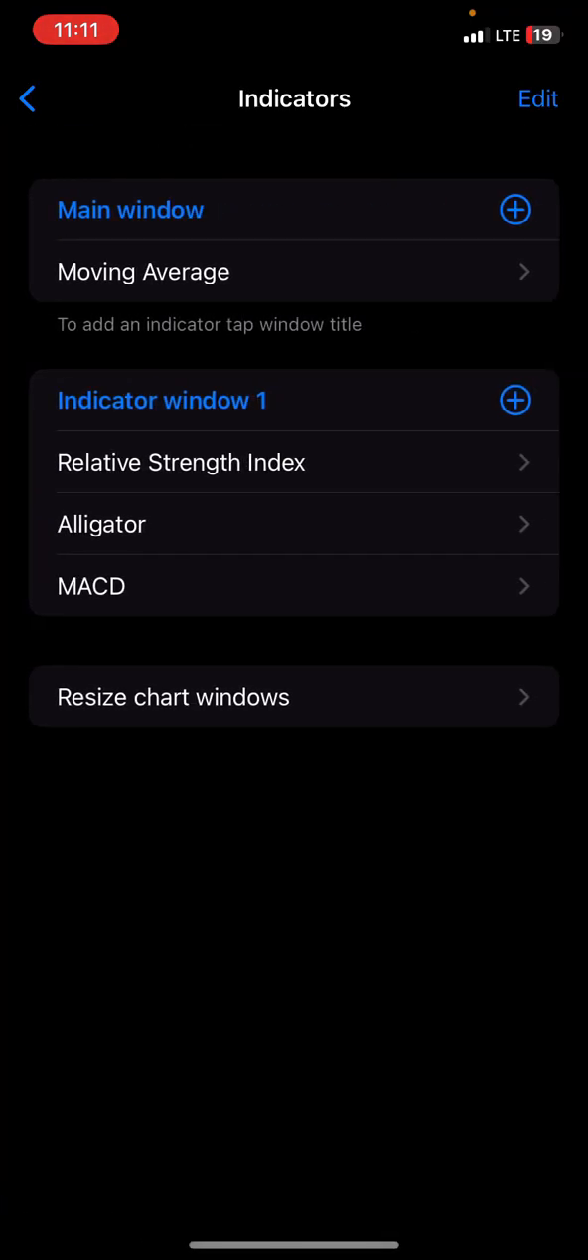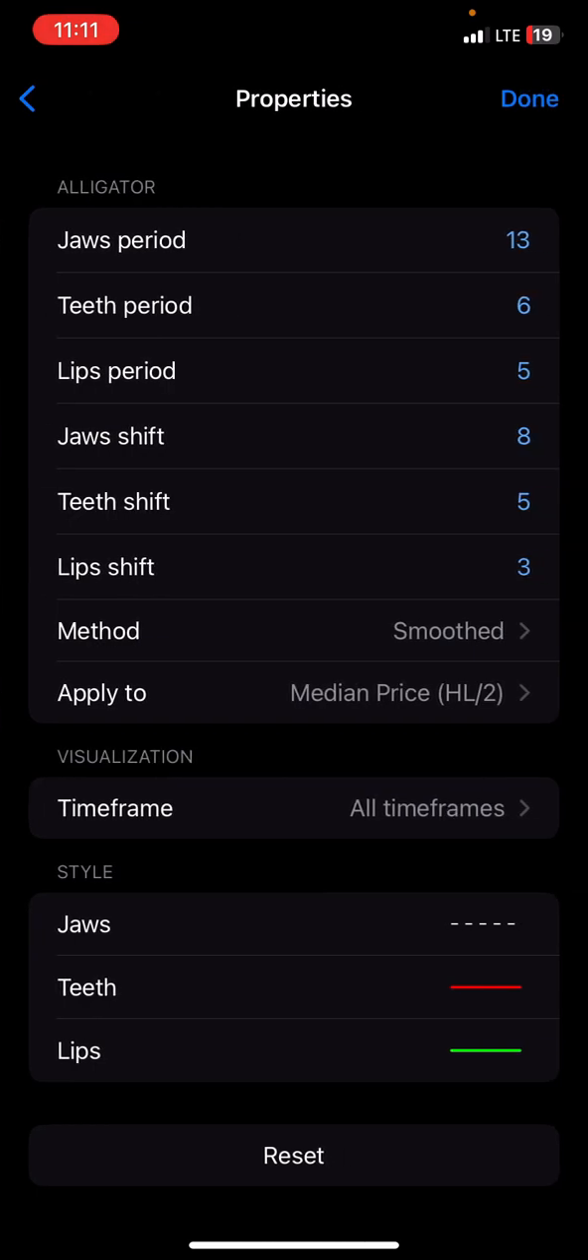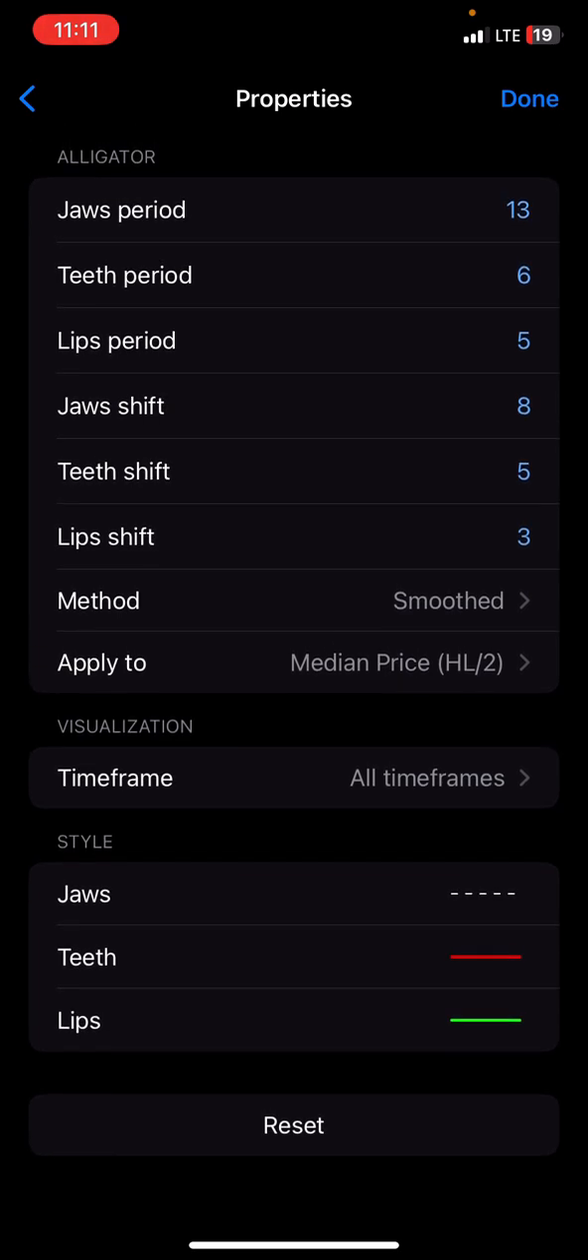Then we go back again, we bring in alligator. We click and add our alligator on the indicator window one. So the alligator here, we have jaw period is 13. You can screenshot, they are too much, screenshot them. Jaw period is 13, teeth period is 8, lips period is 5, jaw shift is 8, teeth shift is 5, lips shift is 3, method is smoothed, applied to median price. So you can see the colors here. You only have the red and the green color, jaw is white so that it will not be visible on the chart. Then you click on done.